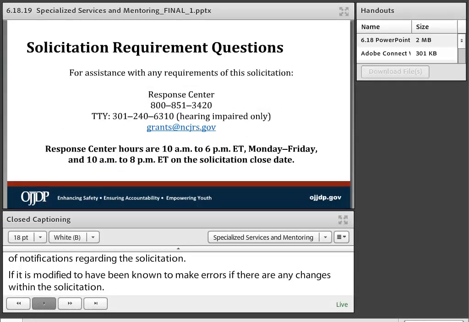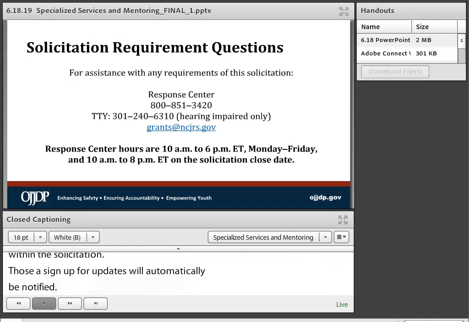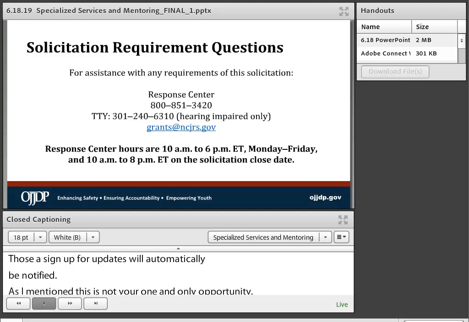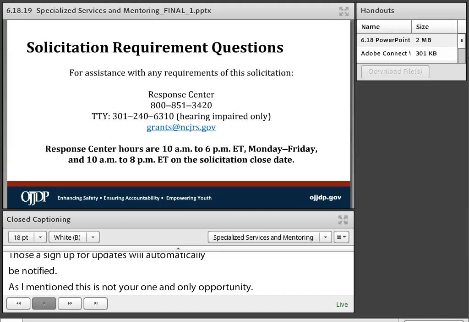As I mentioned, this is not your one and only opportunity. We're going to turn it over. We received quite a few questions in advance, which I will address. But if you have any questions about the requirements of the solicitation, our response center is open 10 a.m. to 6 p.m. Eastern Standard Time, Monday through Friday, and 10 a.m. to 8 p.m. on the solicitation close date, which is July 29th. And they are standing by for questions.